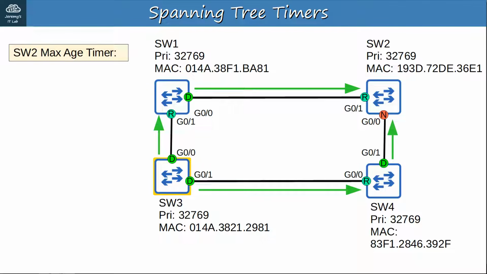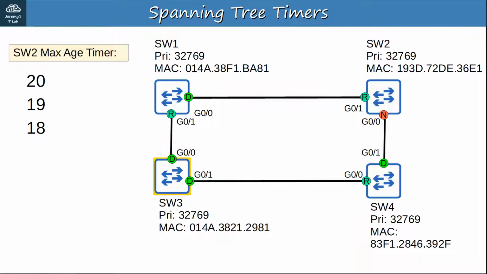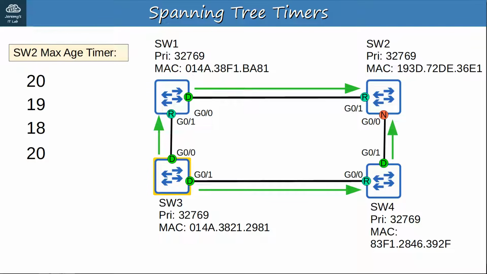To demonstrate the max age timer, let's focus on switch 2's G01 interface. It just received a BPDU, so the max age timer is reset to 20. It counts down to 19, 18, and then the root bridge sends BPDUs because of the 2-second hello timer. They are forwarded by the other switches, and switch 2 resets its max age timer to 20, 19, 18.